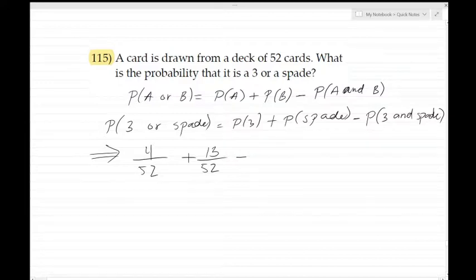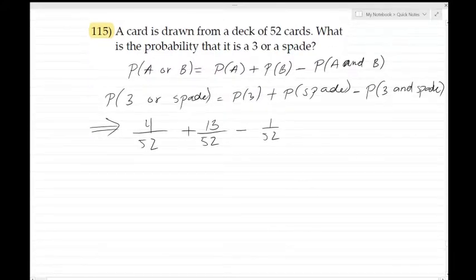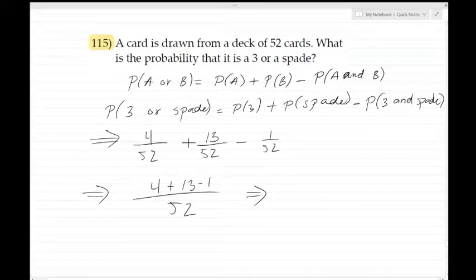Well, there's a 1 out of 13 probability, right? Because there is one 3 that is a spade. So, 1 out of 13. Well, actually, 1 out of 52. Sorry. So, from there, we simplify: 4 plus 13 minus 1, all over 52. So, try to think a little before you begin the problem and say, can these two events happen at once? Can they be mutually exclusive or not? A 3 happens to be a spade, so therefore they are not mutually exclusive.